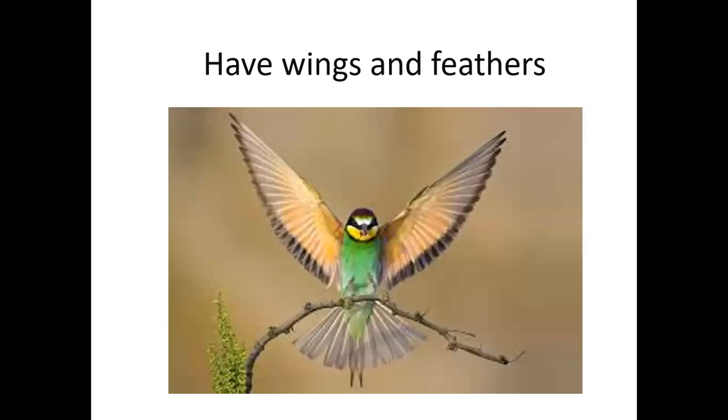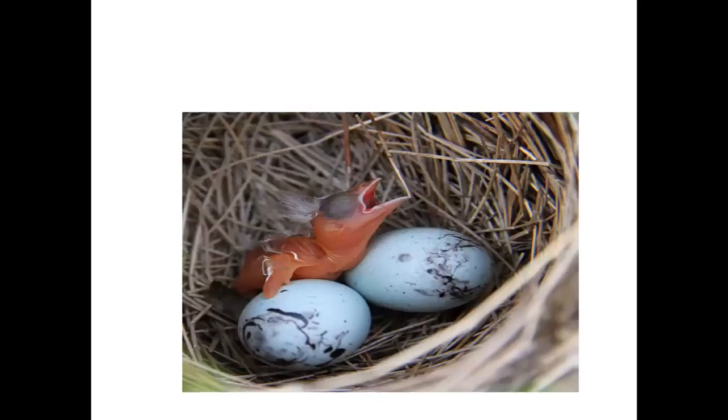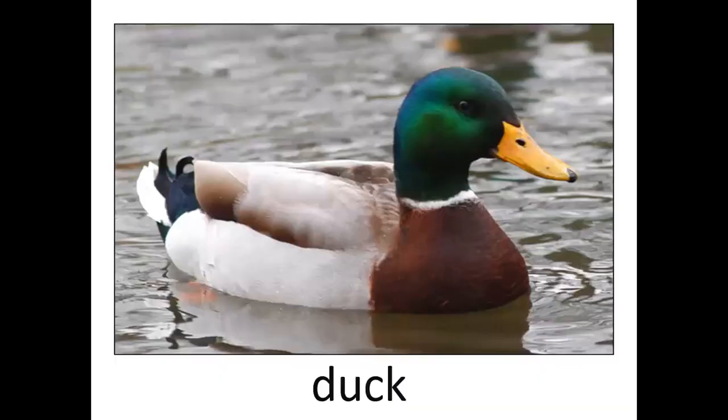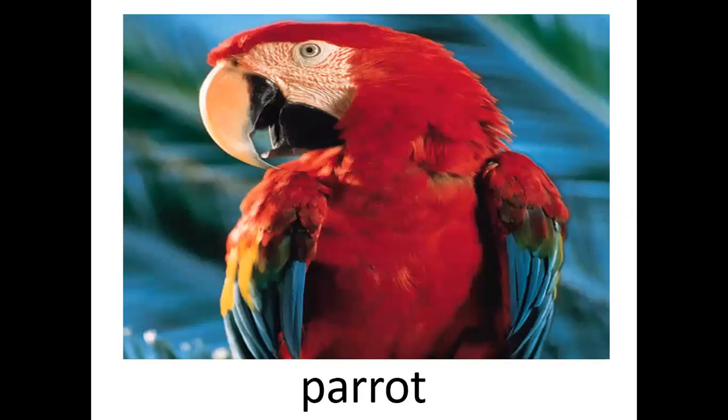They do not necessarily fly, but they have to have wings and feathers. They breathe through their lungs too, and of course they lay eggs, not give birth. Examples are, of course, the ducks and the ostrich, and this is one of the examples of the birds that cannot fly. And there's penguins too.